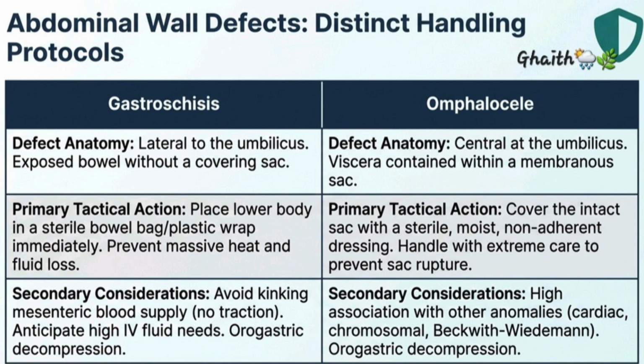Gastroschisis and omphalocele get lumped together because they're both abdominal wall defects, but they need distinctly different handling. In gastroschisis, the defect sits lateral to the umbilicus, and the bowel is exposed with no covering sac. The primary action is to place the lower body in a sterile bowel bag or plastic wrap immediately. This is about preventing massive heat and fluid loss from that exposed bowel surface.